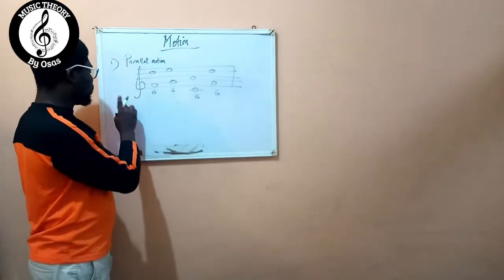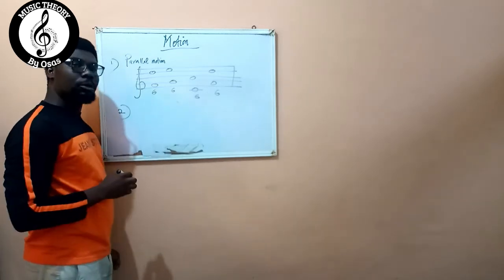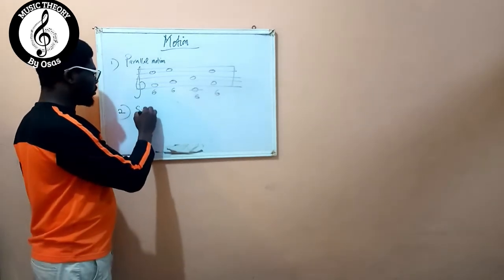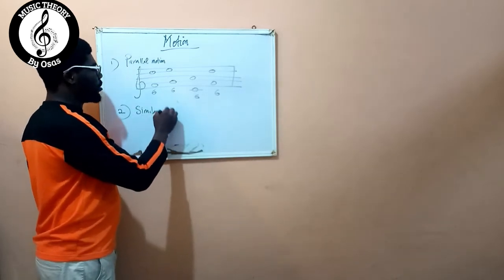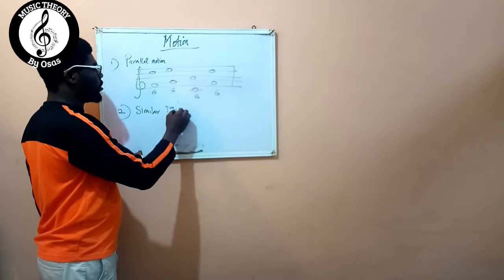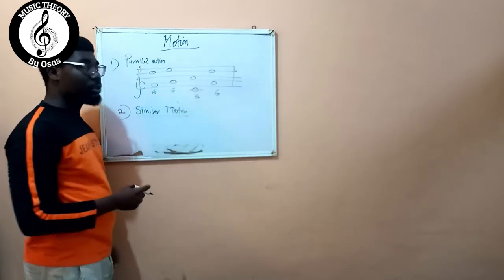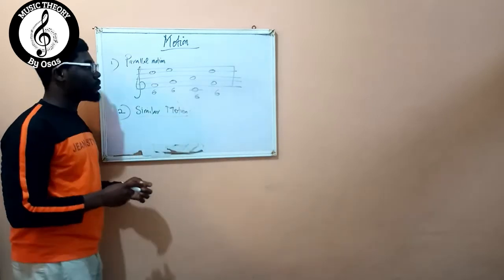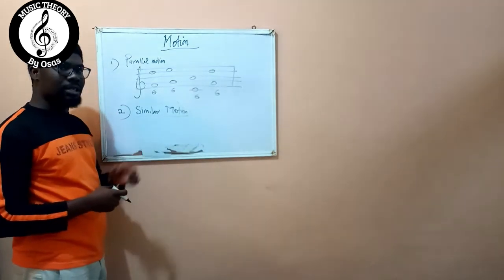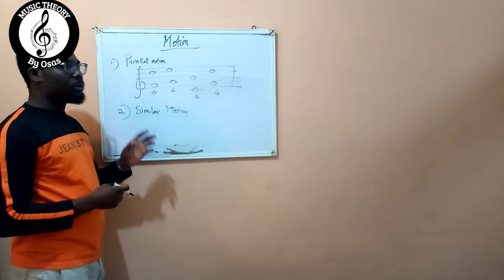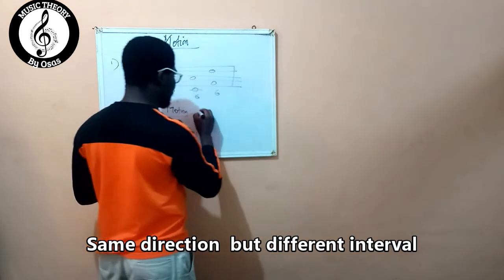2. We talk about similar motion. In similar motion, the melodies move in the same direction, but not with the same intervals. Not with the same intervals. Let's have an example.